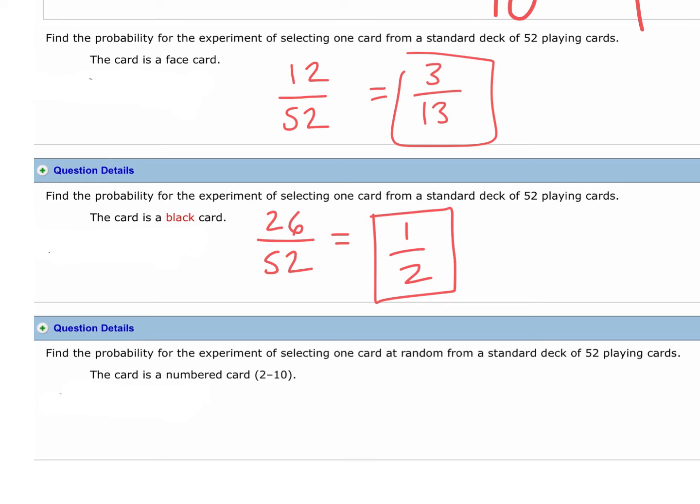Next one's the same thing, but the card is numbered 2 through 10. So again, we have 52 cards total. How many cards do we have in the deck numbered 2 through 10? 36, awesome. 2 through 10, there's 9 cards, so 9 cards from each suit gives us 36. So we can simplify this to 9 over 13.